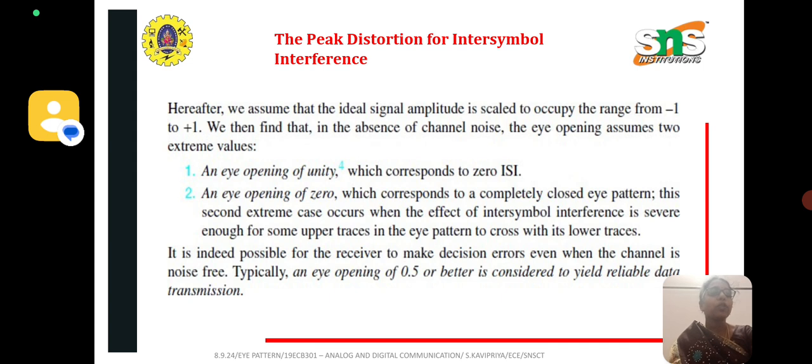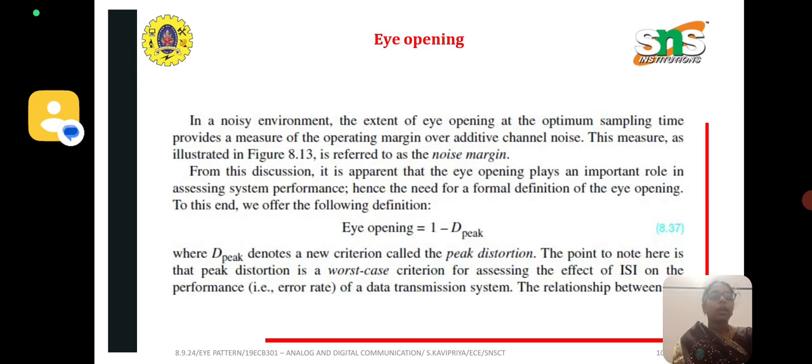If an eye opening is of unity, it corresponds to zero ISI. If the eye opening is 0, when the eye is completely closed, then the signal is completely affected by intersymbol interference. So the intersymbol interference is very severe. Typically an eye opening of 0.5 or better is considered to yield reliable data transmission. In a noisy environment, the extent of eye opening at the optimum sampling time provides a measure of operating margin over additive channel noise. So eye opening is given by the equation 1 minus D peak.